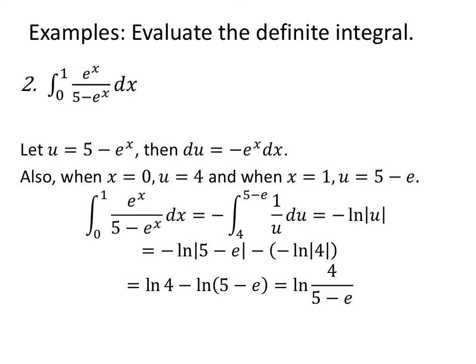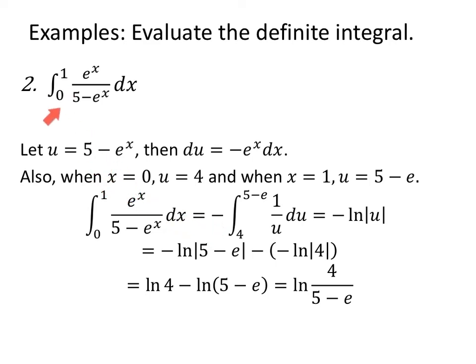If we're looking at the integral from 0 to 1 of e to the x over 5 minus e to the x dx, when u equals 5 minus e to the x, then the derivative is 0 minus e to the x dx, so a negative e to the x dx. I don't have a negative up here, so we'll compensate with a negative 1 outside of the integral.